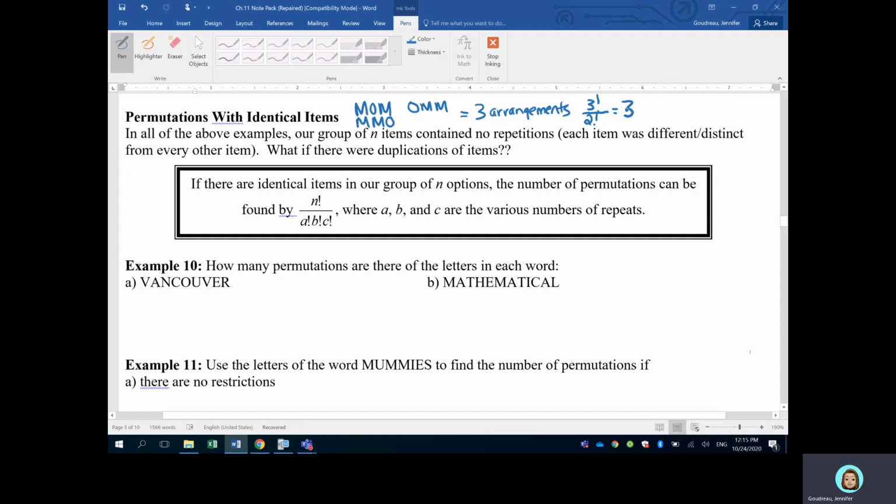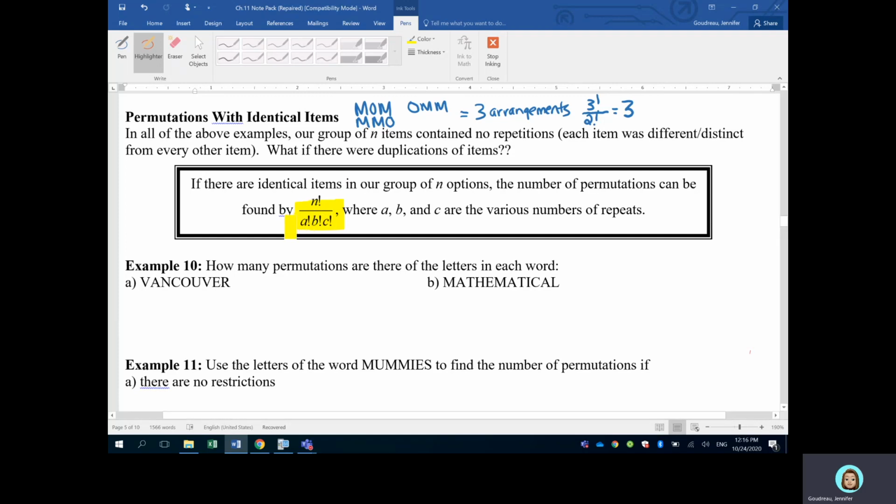So that is how we are going to deal with identical items. We are going to divide by the factorial of the number of those identical items. If there are identical items in our group of n options, the number of permutations can be found by n factorial divided by a factorial times b factorial times c factorial. So there is how we're going to do it. The important part there is dividing in the bottom by the arrangements of the repeating items.